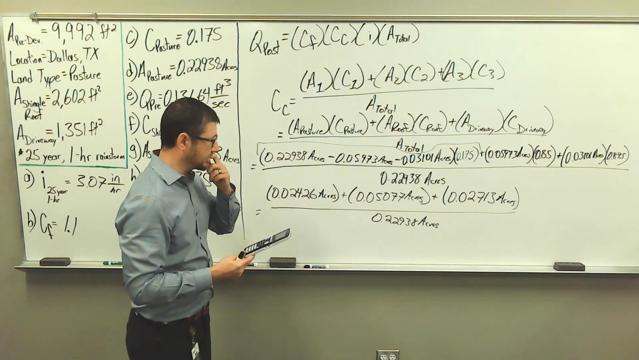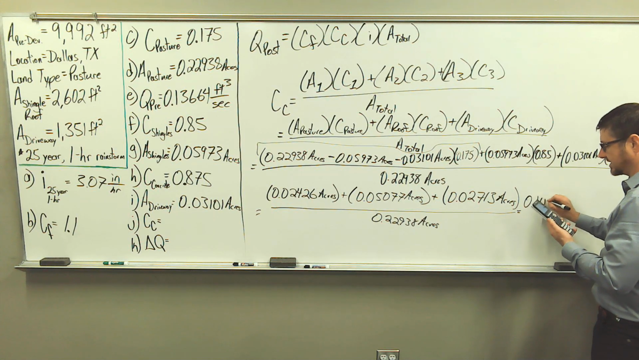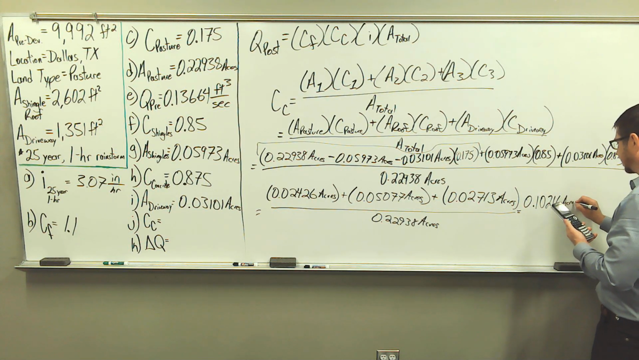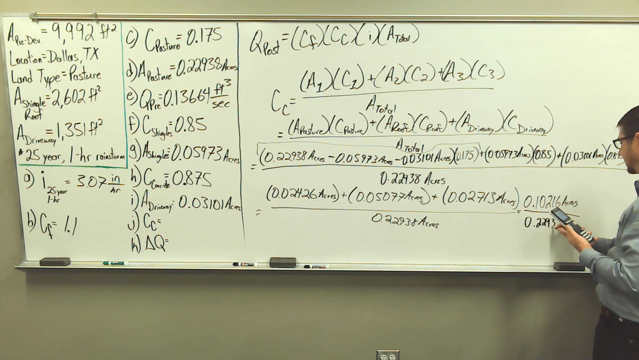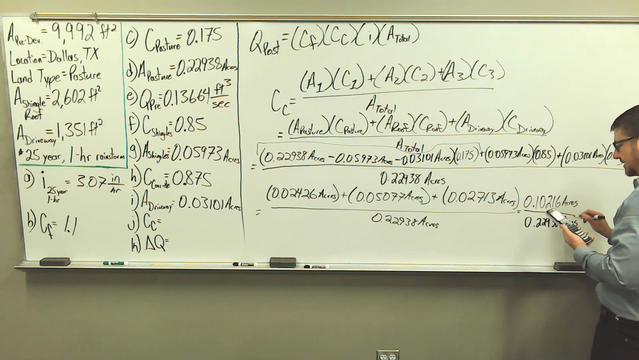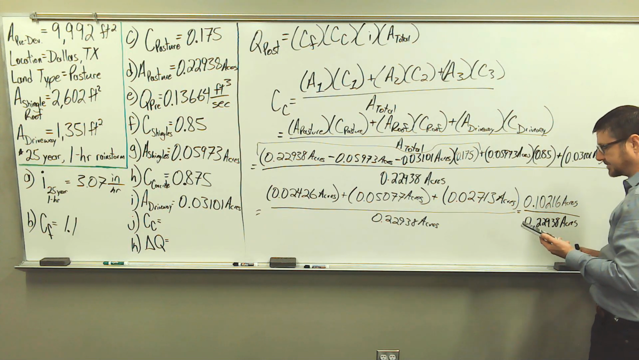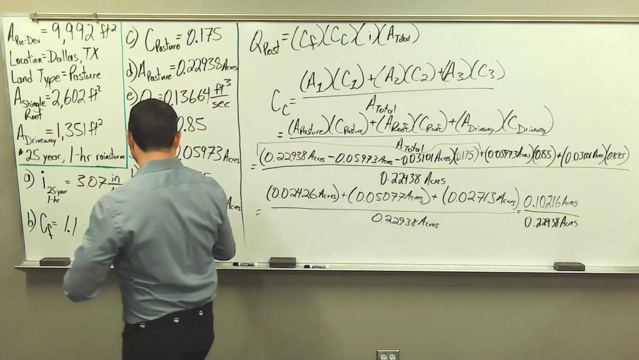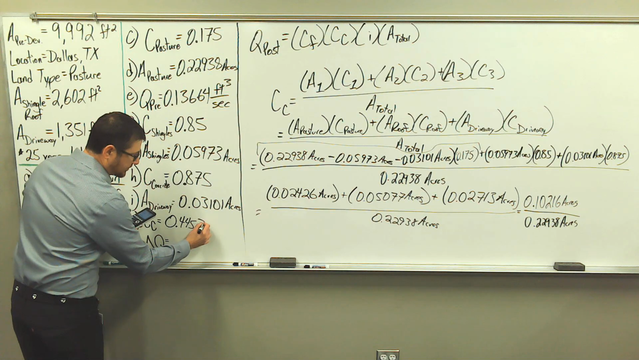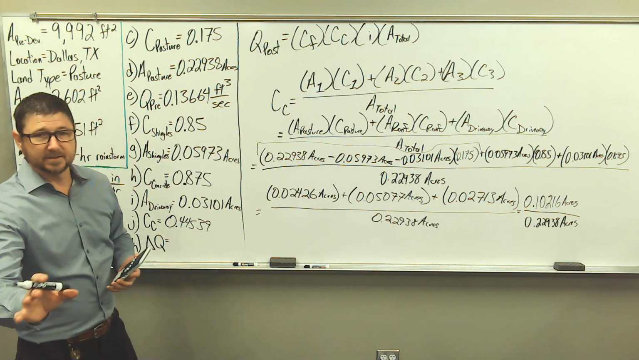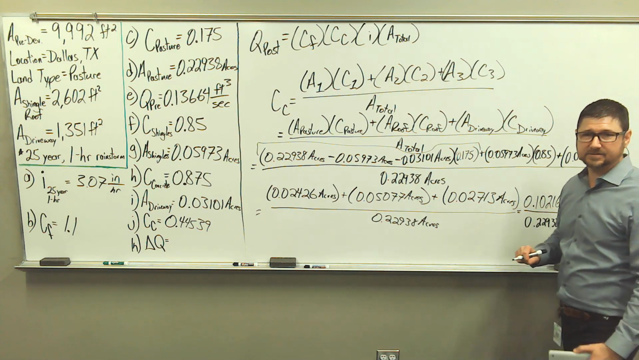Okay, so in the numerator, I get 0.10216 acres. Then we're dividing it by the total area, 0.22938 acres. So divided by 0.22938. And this is going to give me, and I'm just going to write the answer here, 0.44539. And once again, this is unitless because the units of acres cancel out for us.